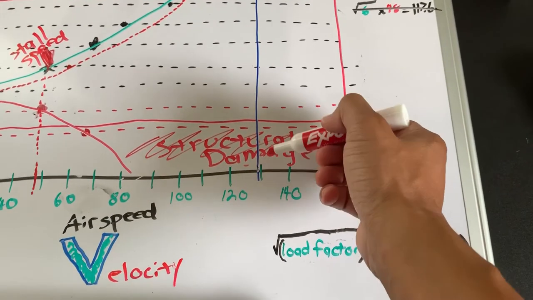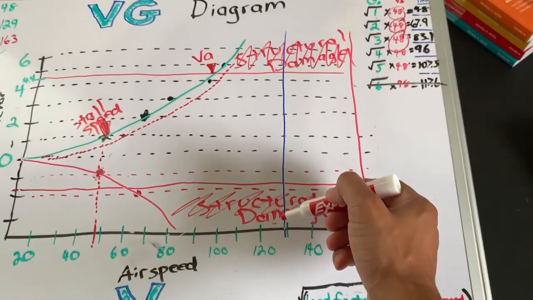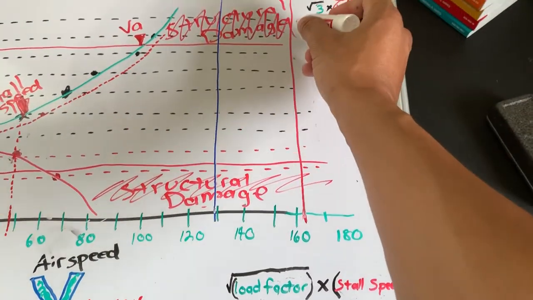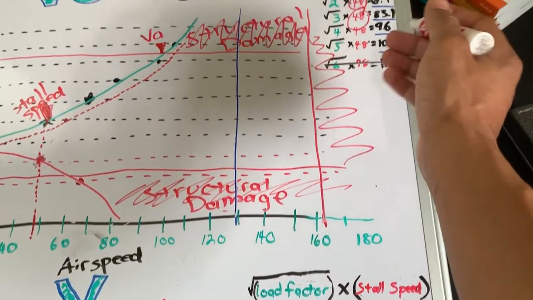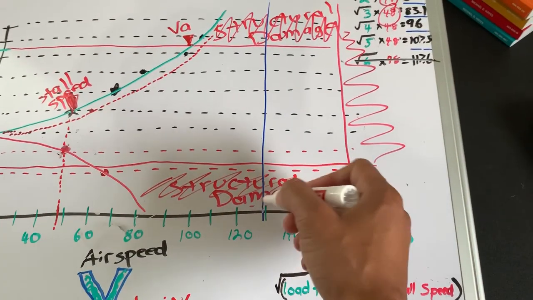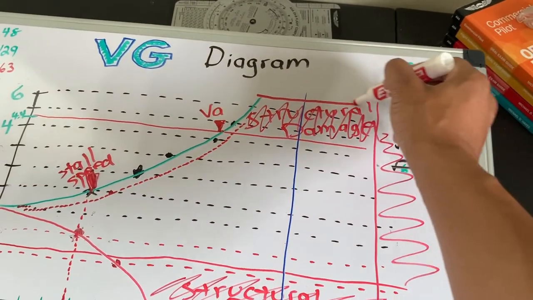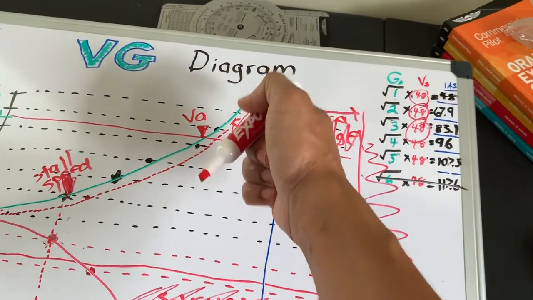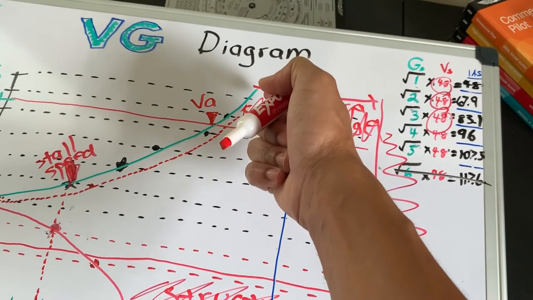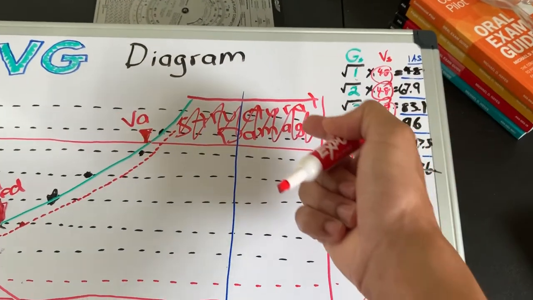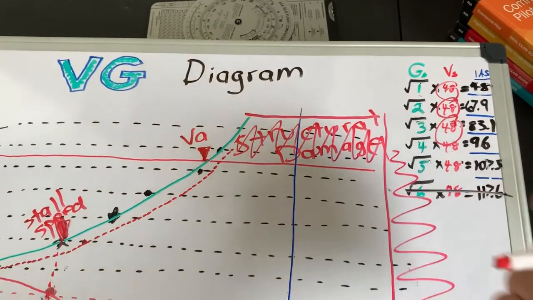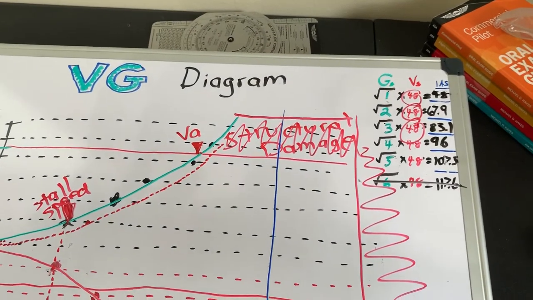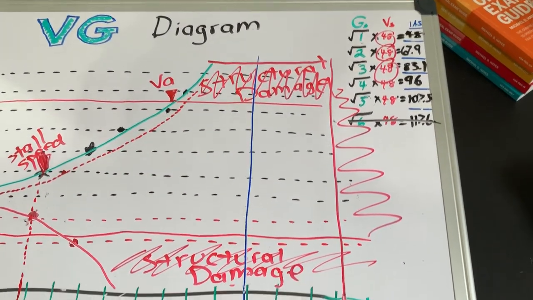Your 129, like I said, your VNO, line that up. Your VNE, line that. Obviously, anything over here is going to be structural damage, structural failure. And there's a point in here that you can actually find in the POH: how many Gs can the aircraft withstand before it actually has structural failure? So with structural damage, you'll actually damage the wings. Structural failure means your wings will probably fall off at that point or something like that. So that's literally what that is.